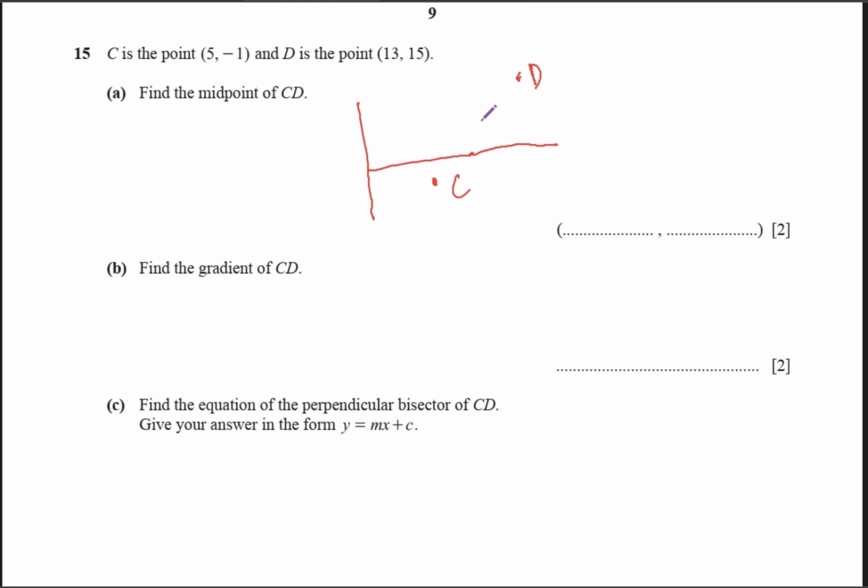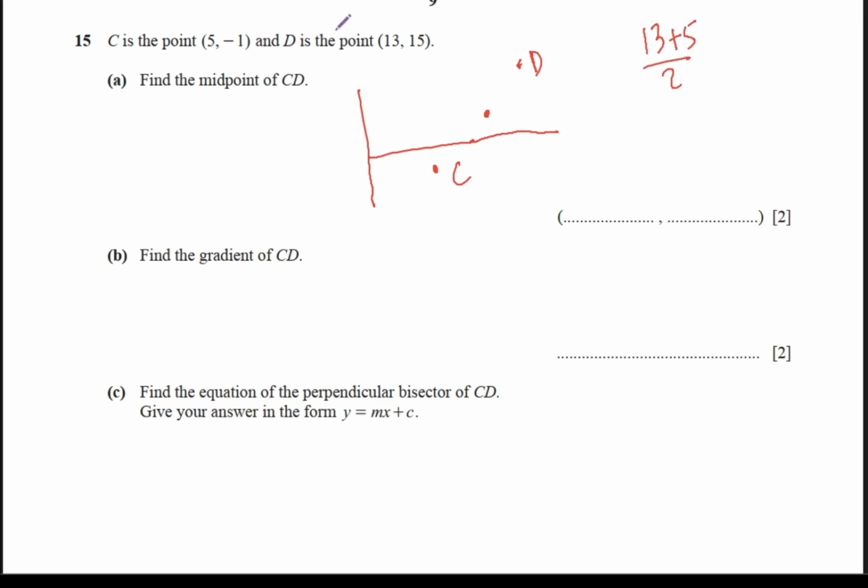All we do need to know is to find the midpoint, which would be somewhere over here. Well, we just need to find the average of these two numbers. So we do 13 plus 5 divided by 2, because 13 is one x-coordinate and 5 is the other x-coordinate. And that is equal to 9. And then for the y-coordinates, we have 15 and -1. So we do 15 plus -1 divided by 2, which is equal to 7. So our x-coordinate is 9, and our y-coordinate is 7. And that's the midpoint of CD.